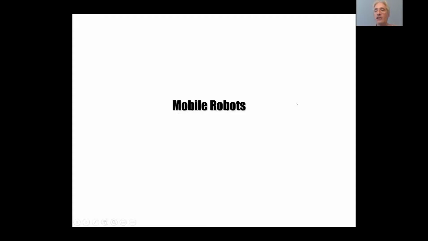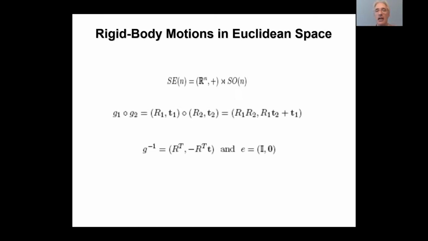Okay, I want to move on to another case, mobile robots. So actually, I come from the robotics world. That's where I spend 85% of my time. And in robotics, the group of rigid body motions is the most important group. So this is a semi-direct product of the translation group and the rotation group. And this is the group operator. This is the inverse, the identity.